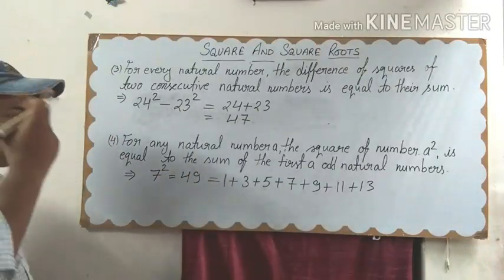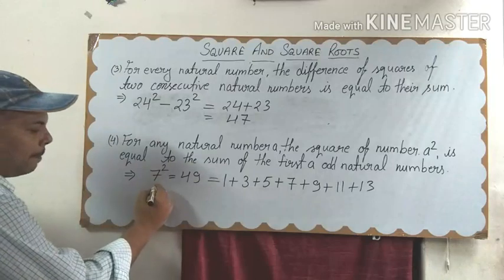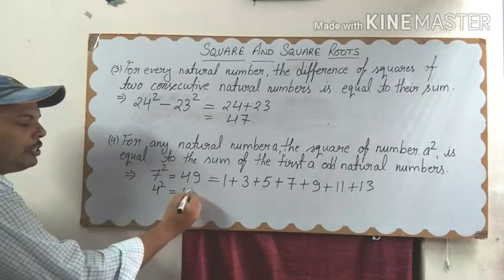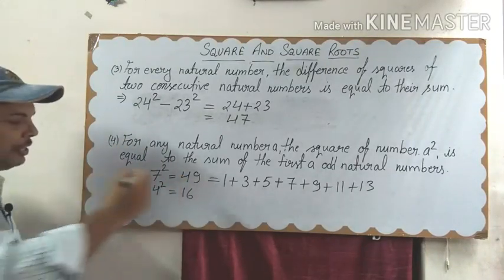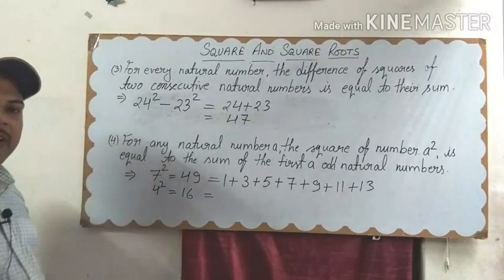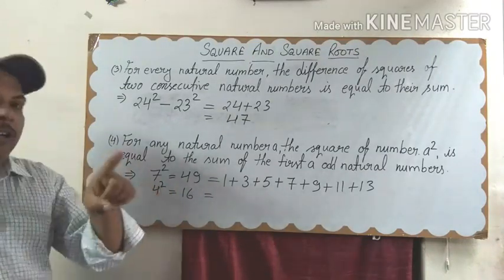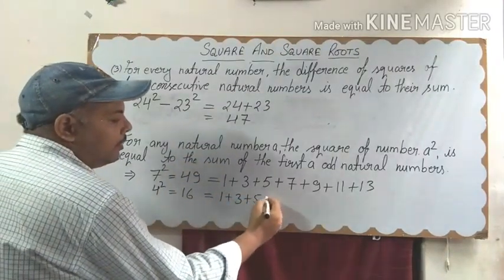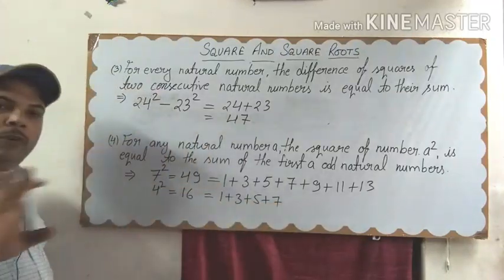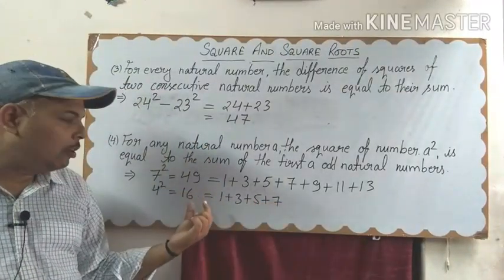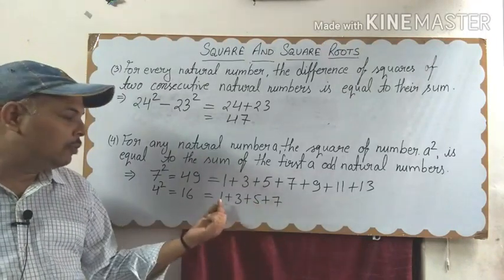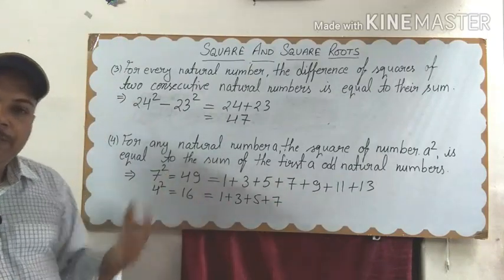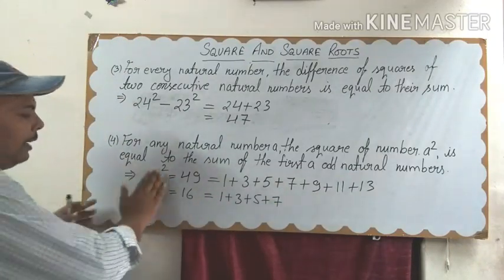Clear? Let's take another natural number. This time suppose we take 4, and the square of 4 we know is 16, right? The square of 4 is 16. So this time 16 will be equal to the sum of the first 4 odd natural numbers. The first 4 odd natural numbers are 1, 3, 5, 7. These are the 1, 2, 3, 4 odd natural numbers. Now add these odd natural numbers. 1 plus 3, 4, 4 plus 5, 9, and 9 plus 7, 16. Clear?